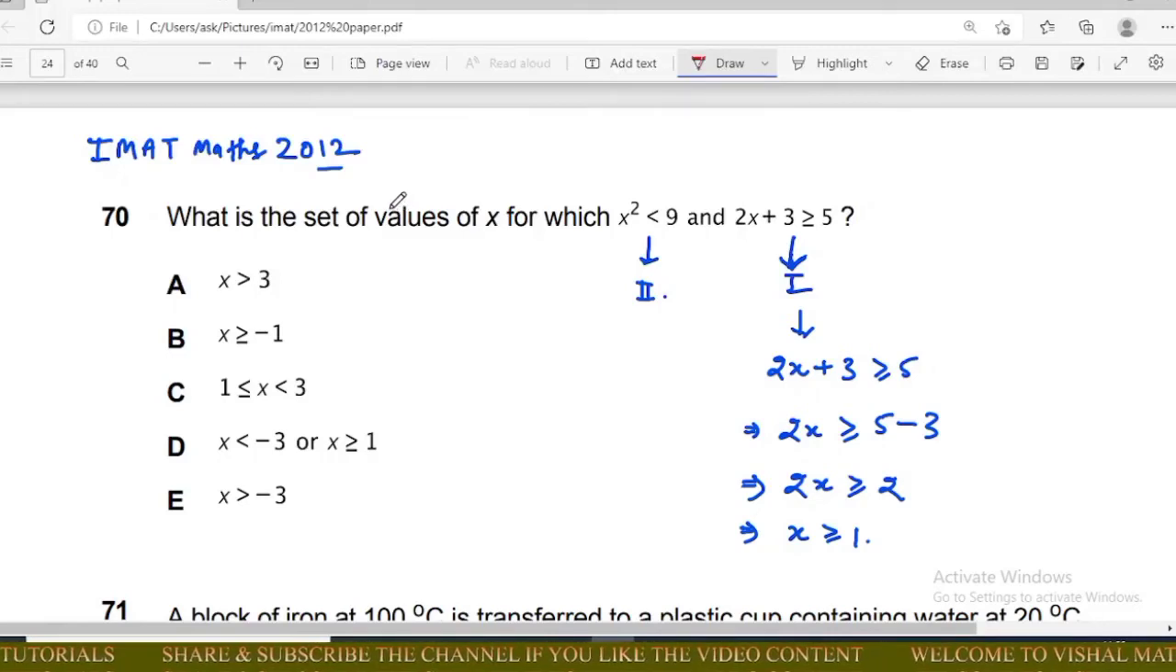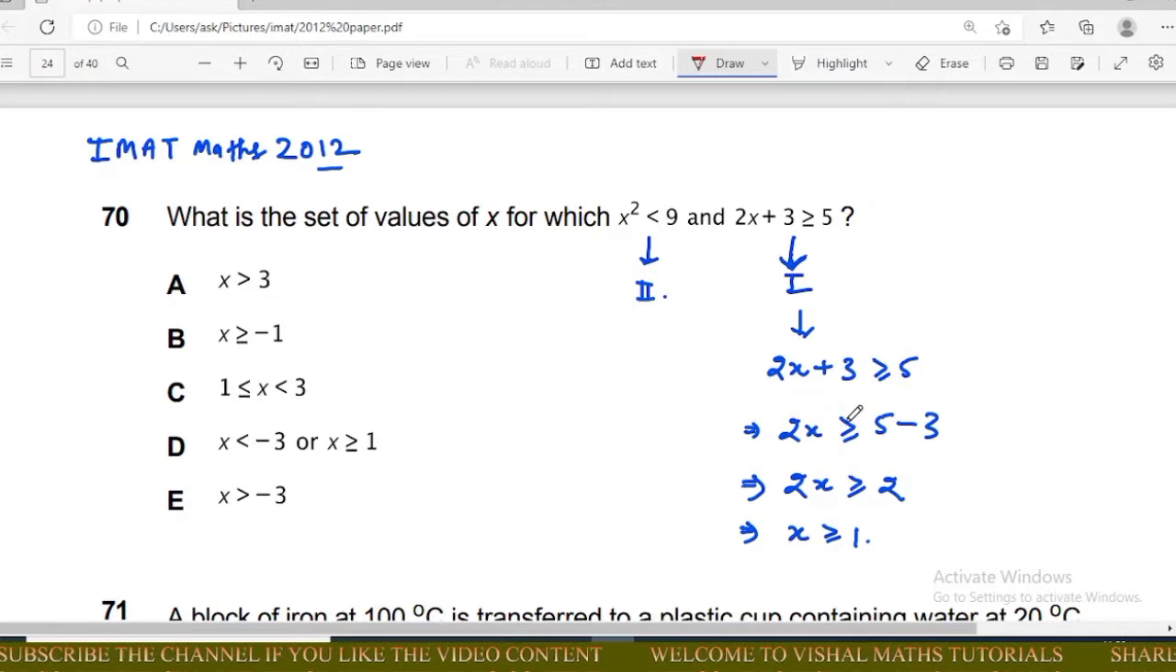Hello everyone. In this video, we will discuss the whole IMAT Math 2012 series question paper. First question is, what is the set of values of x for which these two inequalities are satisfied simultaneously? Firstly, I labeled this inequality first and this inequality second. Firstly, I want to discuss the first inequality, that is 2x plus 3 greater than or equal to 5.